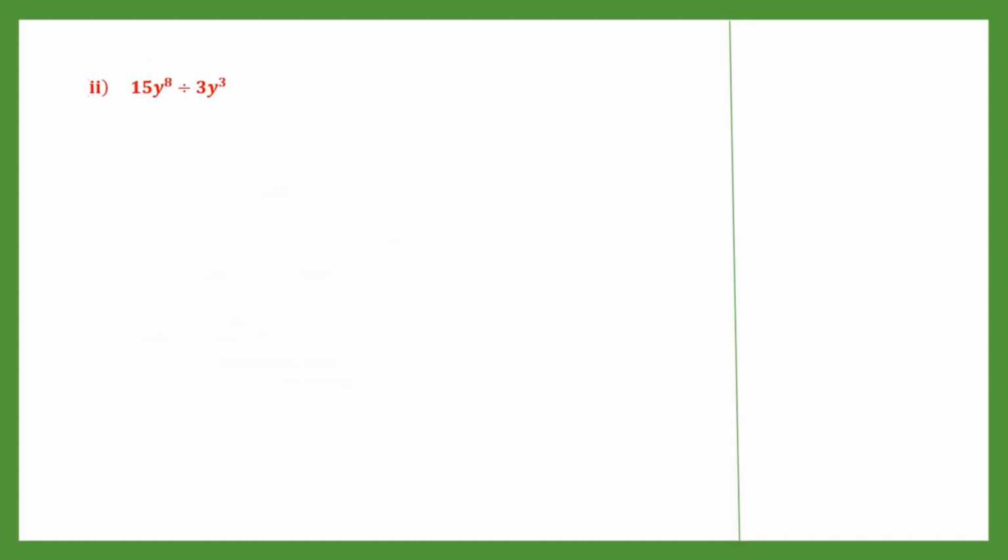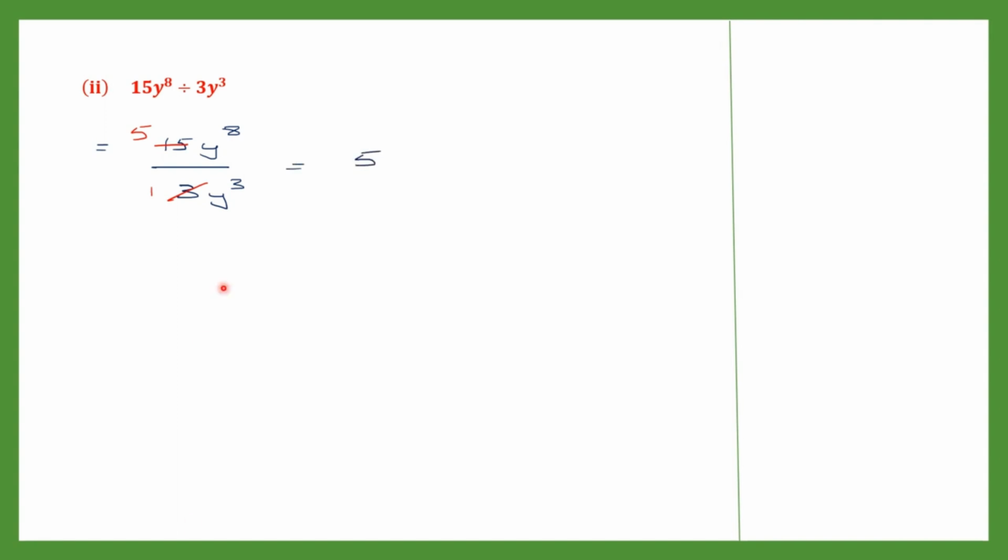Question 2. Now here the first thing we'll do is write it in the form of division. So that will be 15 y to the power of 8 divided by 3 y to the power of 3. Now look at the numbers. We can cancel it by 3. 3 1s are 3 and 3 5s are 15. So the number we have got is 5.